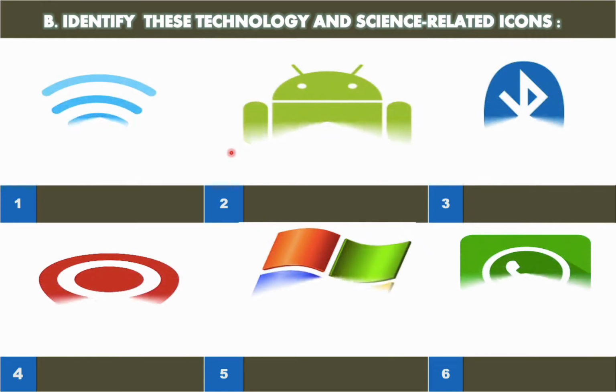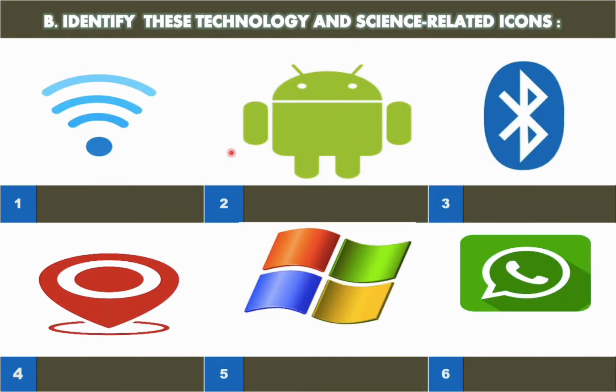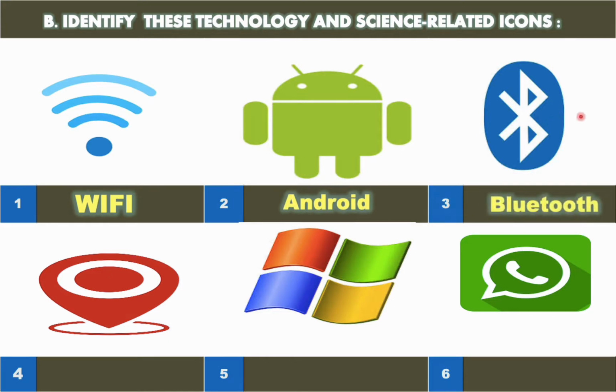Again, another list. Here, this one is the symbol of Wi-Fi. Very good. Here we're talking about internet connection. We have Android. We have Bluetooth. Very good. We have GPS. And we have Windows. Very good. This is Microsoft. We talk about Windows here, Windows XP or Windows 7, 8 or 10.